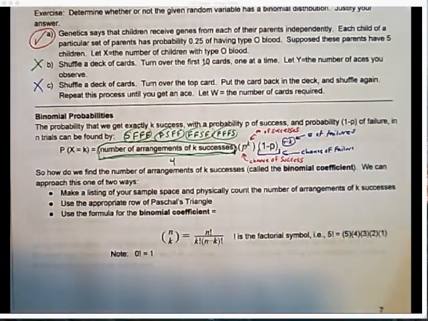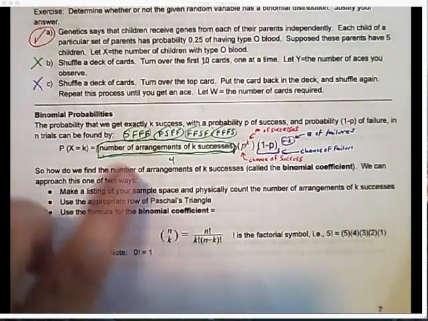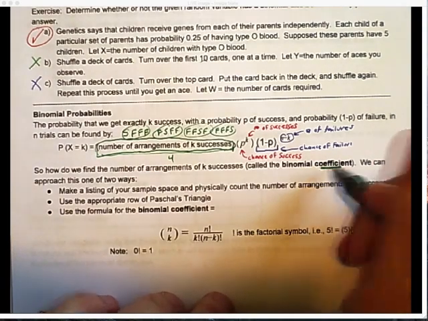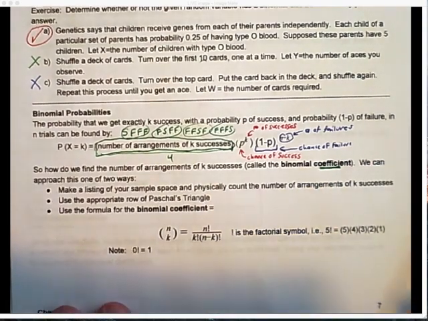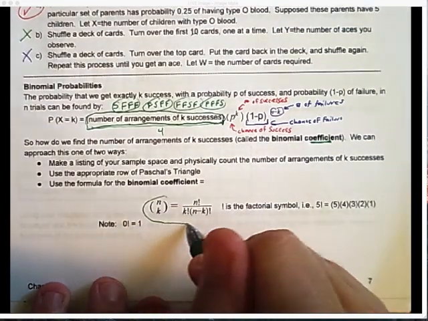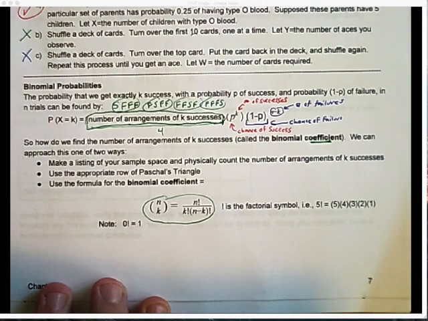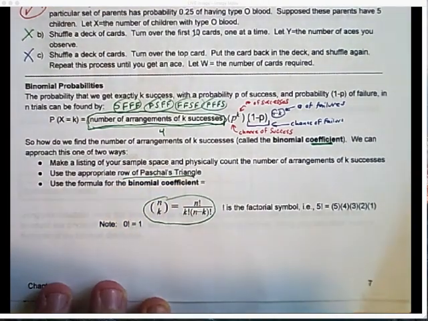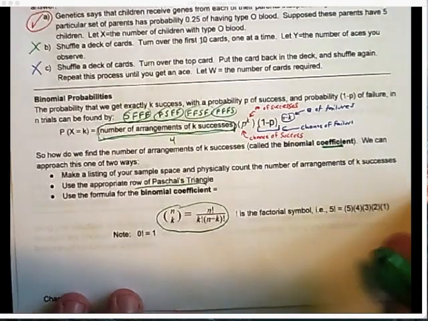We can find that several different ways. And this part is called the binomial coefficient. So the way we can find this thing, there's a formula to help us out. Or we can use the appropriate row of Pascal's triangle. It's going to be hard to understand this, but we're going to do an example here so you can understand a little bit more.